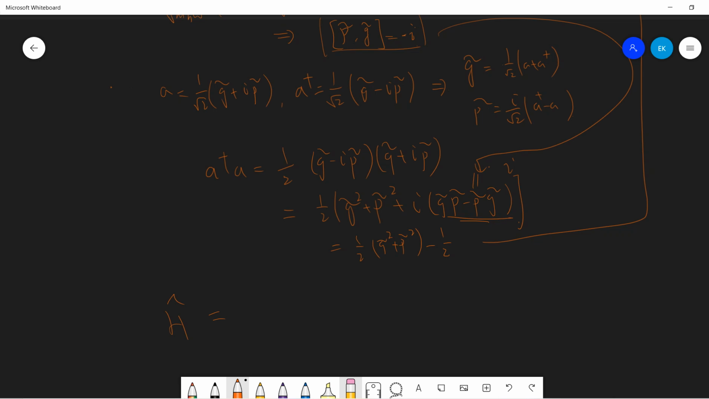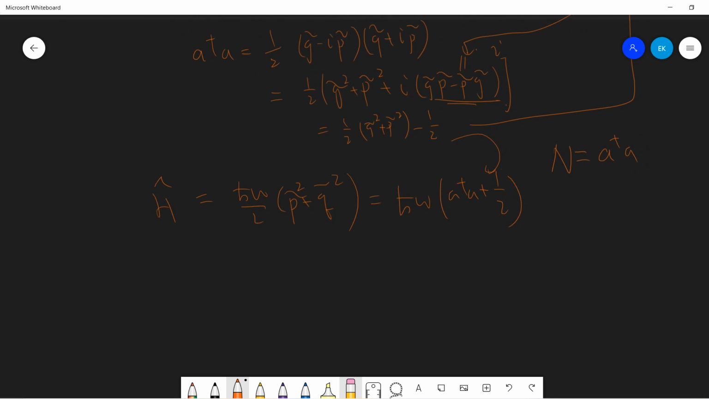Basically, h is h bar omega times one half of p tilde squared plus q tilde squared, which is h bar omega times a dagger a plus a half. People will define n to be a dagger a. So h hat will be h bar omega times n plus a half. This is the standard quantum mechanics result.